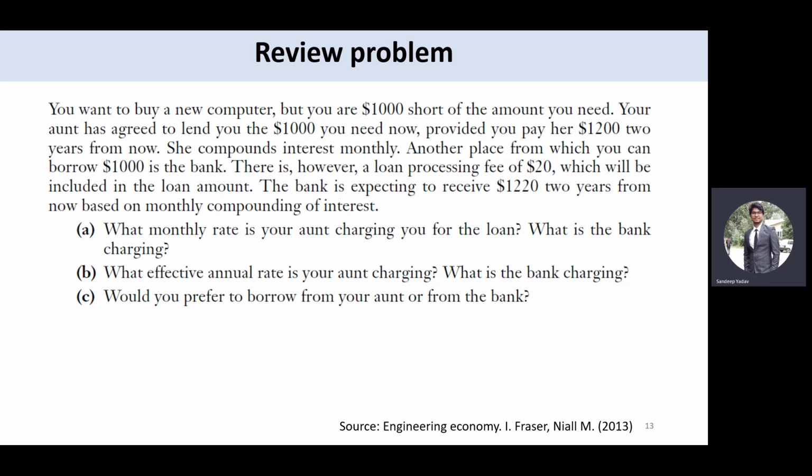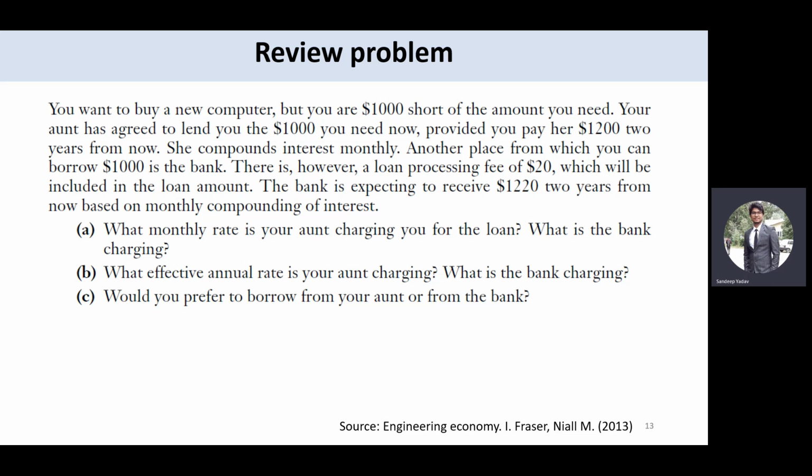So let's restart it. Suppose you want to buy a computer, but you are $1,000 short of the amount for the computer, and your aunt agrees to lend you $1,000, but she tells you that you have to pay $1,200 after 2 years. So the period will be 2 years, and the interest rate we have to calculate from that. Now she compounds interest monthly. So the period will be monthly, so we have 24 periods.